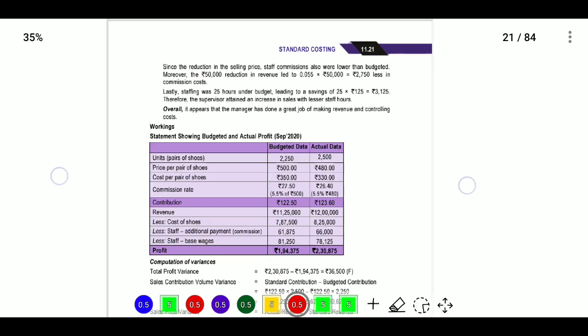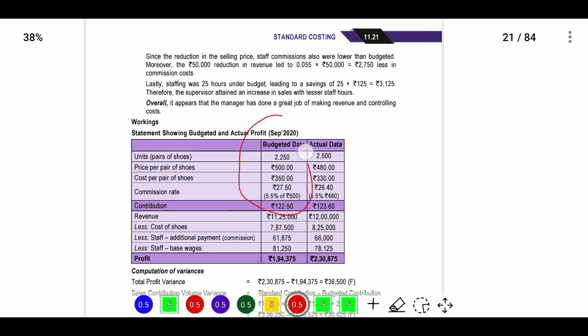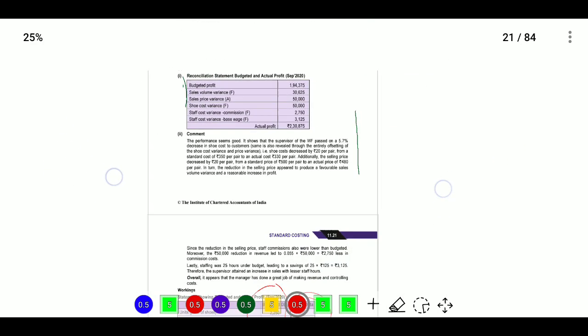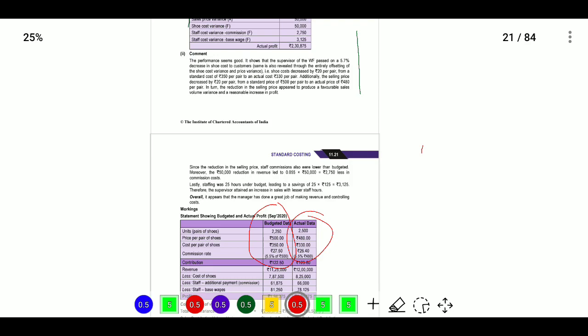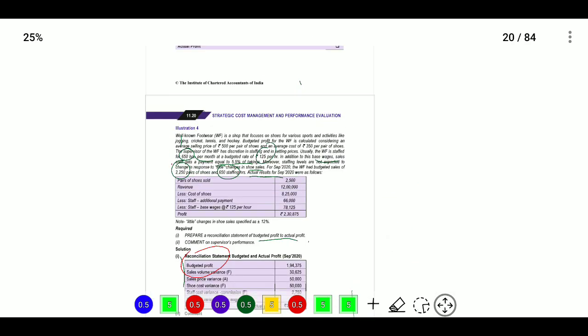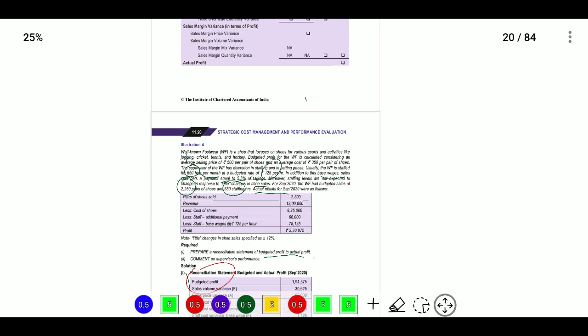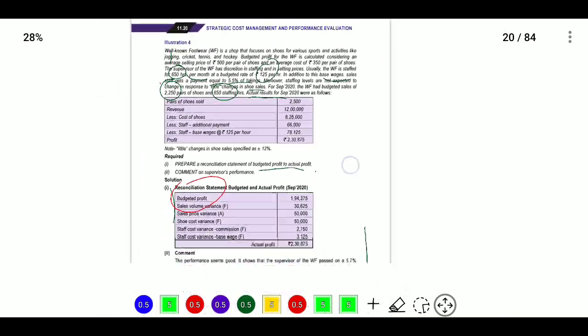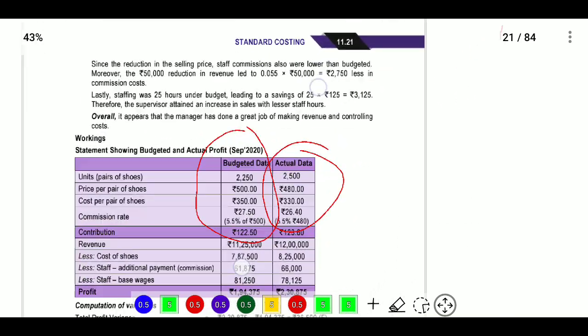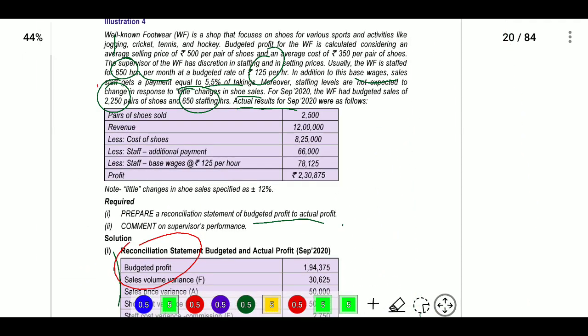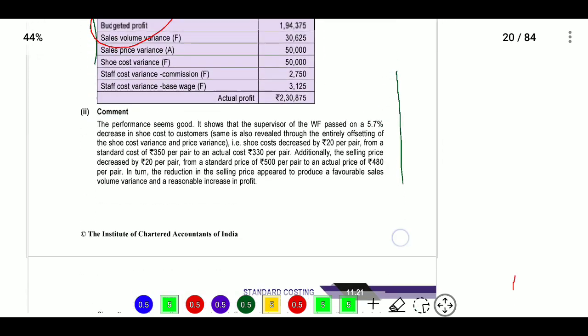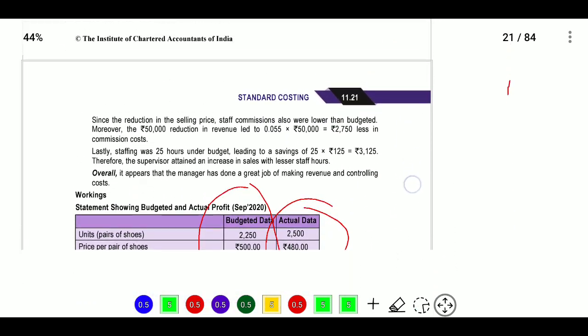Here, what have they provided? Budgeted data, and we have actual data. From that we will get the profit. We require the budgeted profit first, so we need to know how many units there are. They provided 2250 pairs for budget, and for actual they provided 2500.